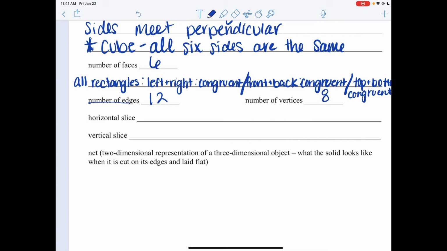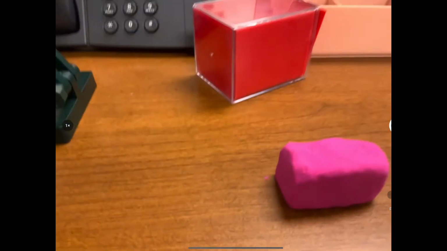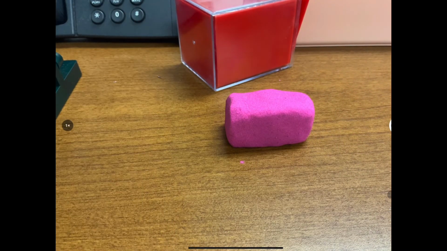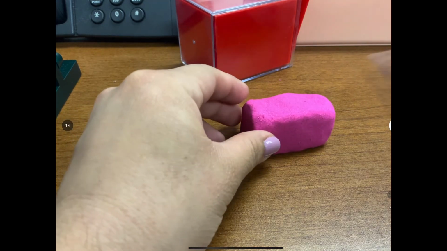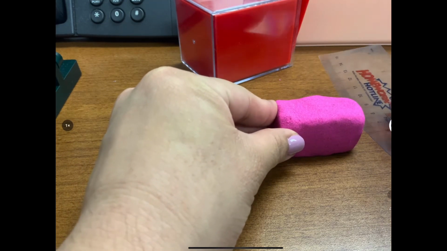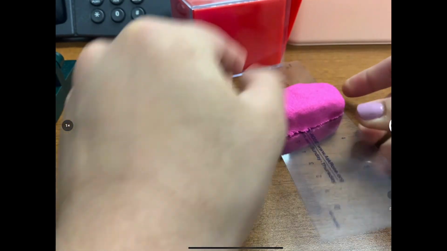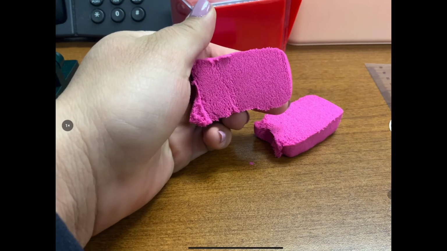So when I'm doing a horizontal slice on a right rectangular prism, when I cut that in half, I want to see what shape is given to me on the inside, and that is my answer. So I have fun kinetic sand right here. When I show you my right rectangular prism, if I make a horizontal cut, which is straight down the middle, and I open that up, what shape do I get?